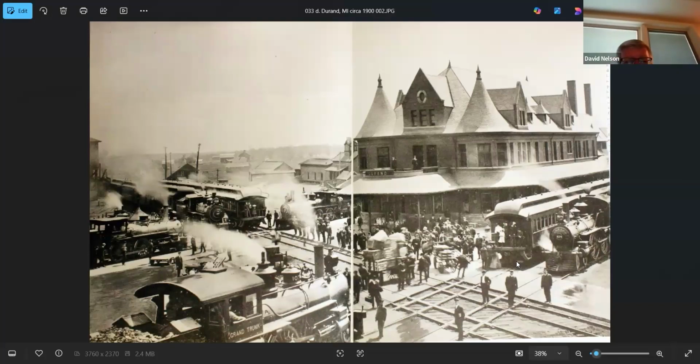I'm told that this was not especially staged for this photograph, but I actually don't believe it. But the depot still stands. They've got a museum inside and I believe a layout.